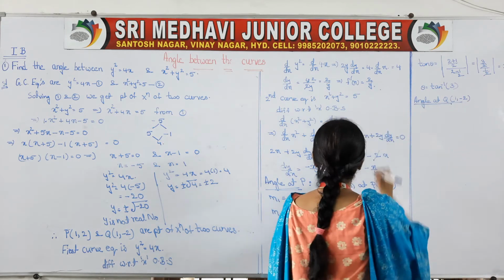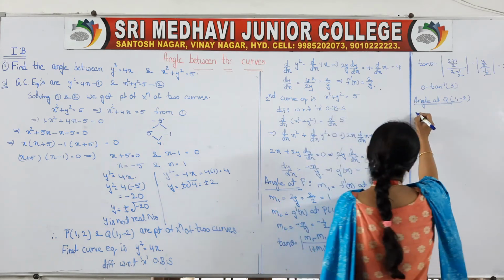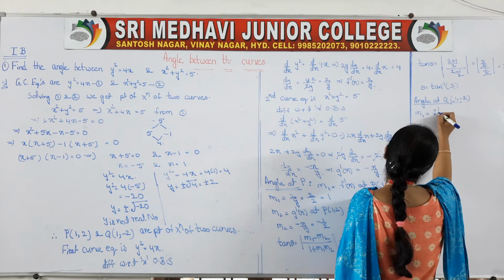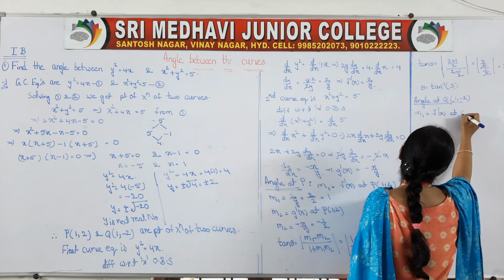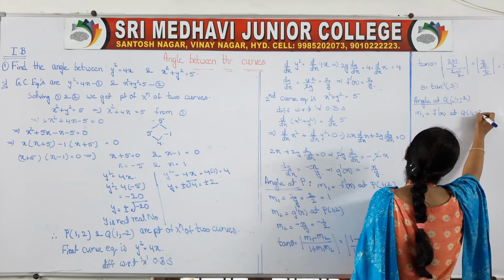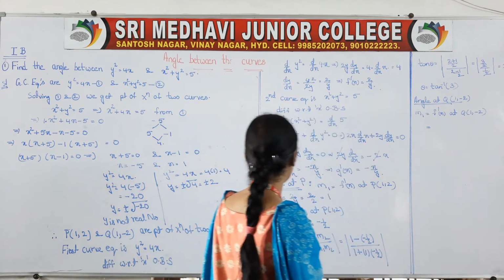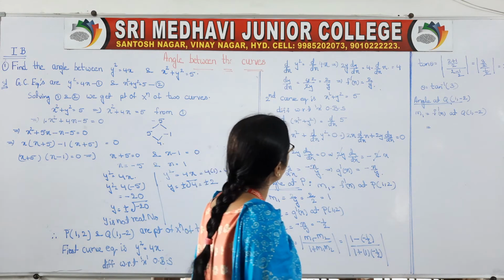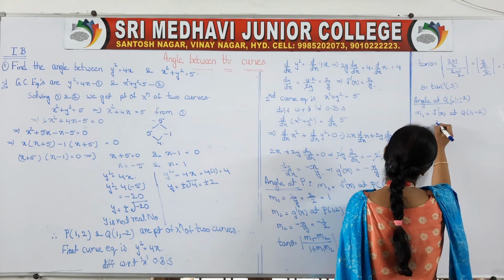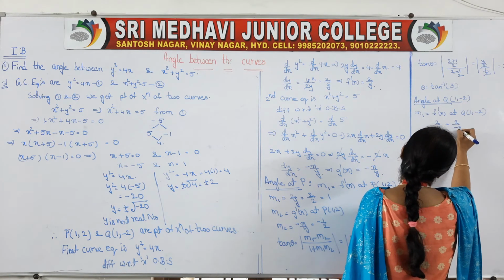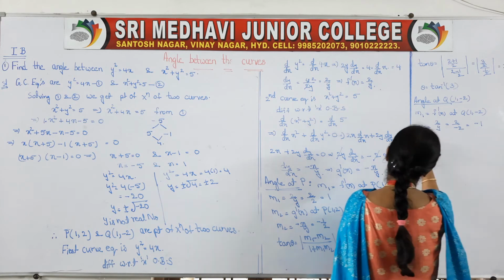So how will we take it? Same thing, M1 is equal to f dash x at which point? Q (1, minus 2). What is our f dash x? It is 2 by y, right? 2 by y means 2 by minus 2, that is minus 1.